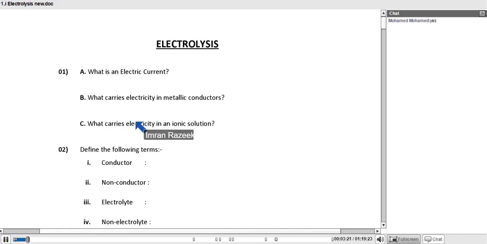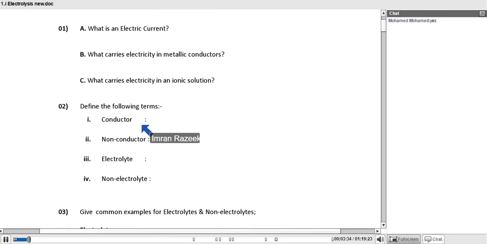A conductor is any substance which carries electric current via electrons. A substance which does not carry electric current is a non-conductor. Be very careful when you define conductors and non-conductors. Non-conductors do not conduct, not because there are no electrons, but because there are no free mobile electrons.